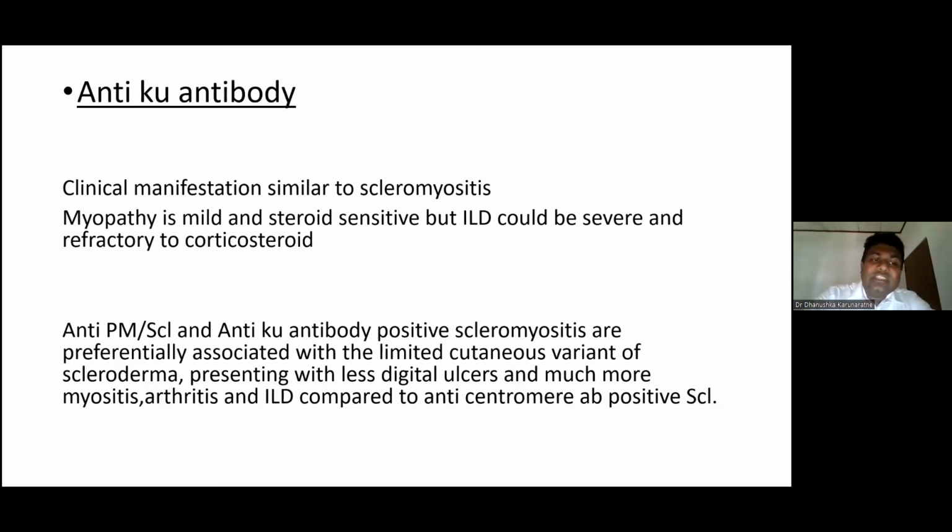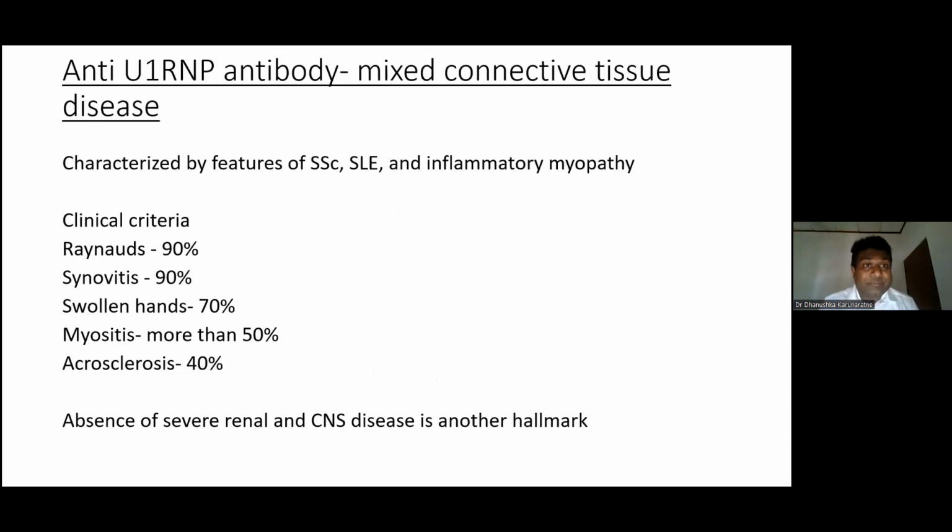The anti-Ku antibodies also give rise to a syndrome similar to scleromyositis. And both these overlap syndromes, where myositis overlaps with scleroderma, are essentially a limited cutaneous variant rather than diffuse disease. Digital ulcers and Raynaud's are not very common, but myositis, arthritis, and interstitial lung disease are quite common compared to your classic anticentromere antibody positive limited scleroderma.